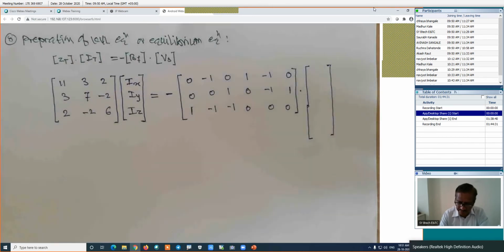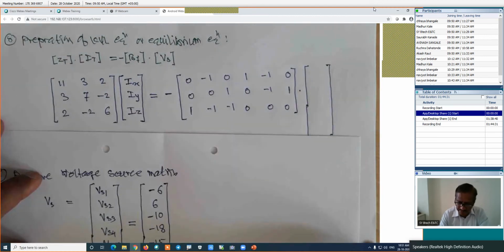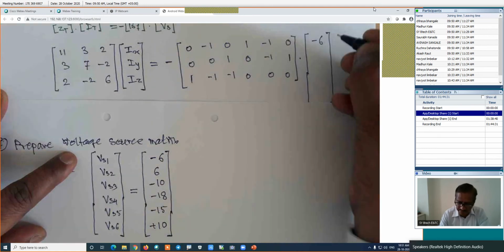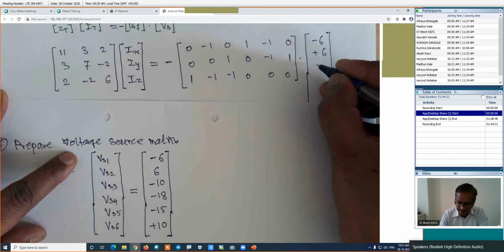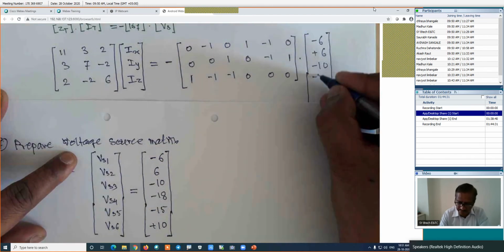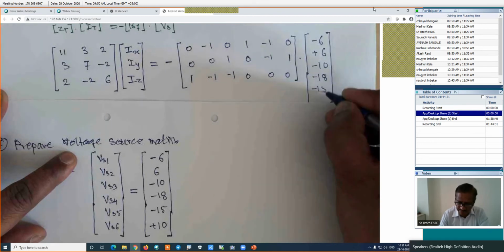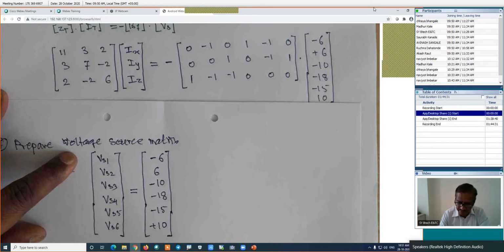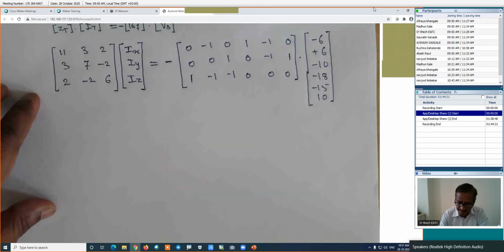I will show that matrix. This is the Vs, the voltage source matrix: minus 6, plus 6, then minus 10, minus 18, minus 15, and plus 10. This matrix is the voltage source matrix.